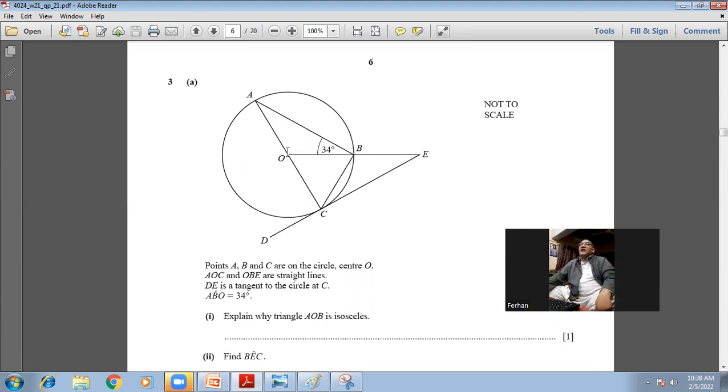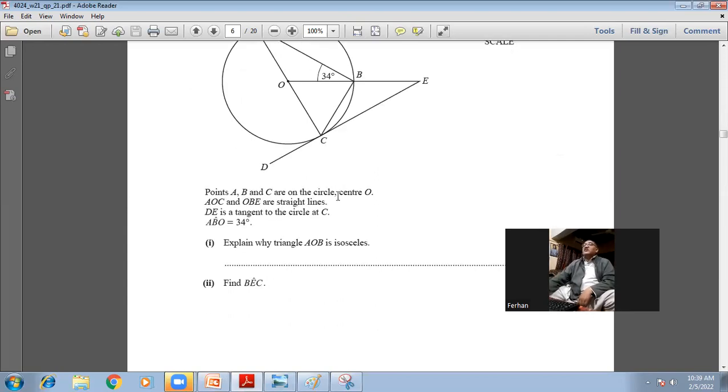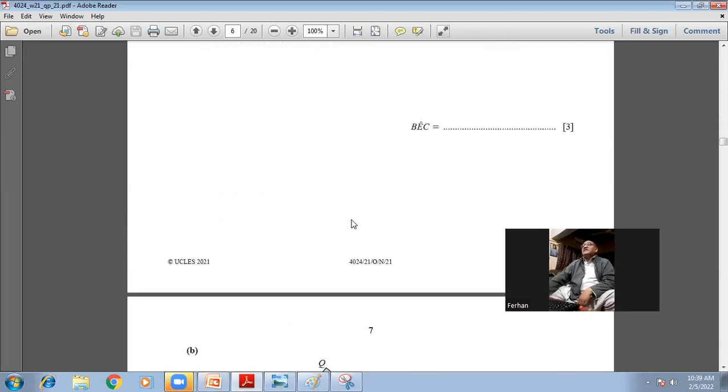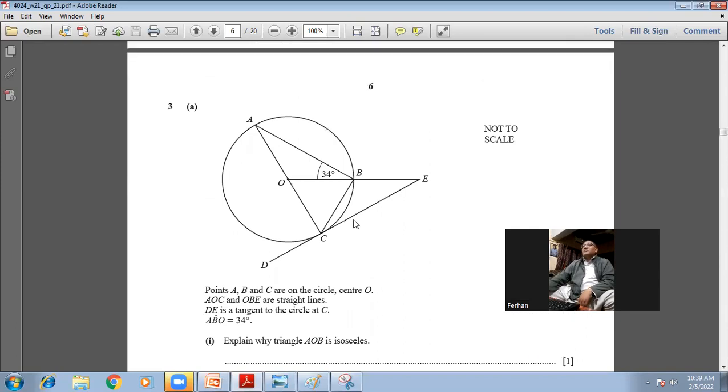You see, AOB will be isosceles because this is radius, OA is radius, OB is also radius. So it's a triangle in which 2 sides are equal because both of them are equal to radius. So this triangle AOB is an isosceles triangle. Then their question is, find the BEC. It's a 3-mark question. They want you to find out the angle BEC.